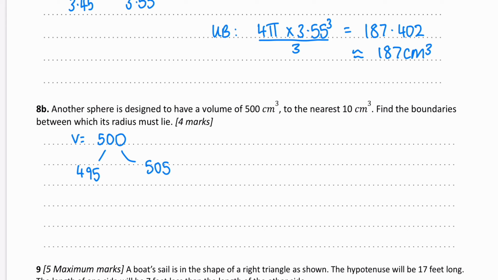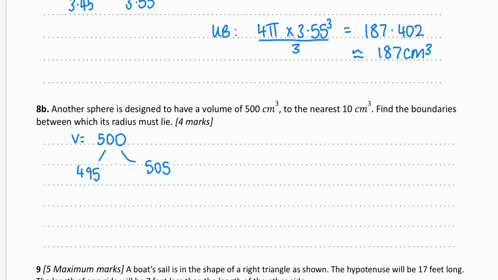And we can just think that through. If I had 495 and I was rounding it to the nearest 10, then that would be 95 rounds up, so it would be 500, which is right. And then 505 is the next boundary, which would round up, but we use it as our boundary for our upper bound as well. So for this one, we know that the volume is between 495 and 505. And we're trying to find the radius, so we need to think about rearranging this.